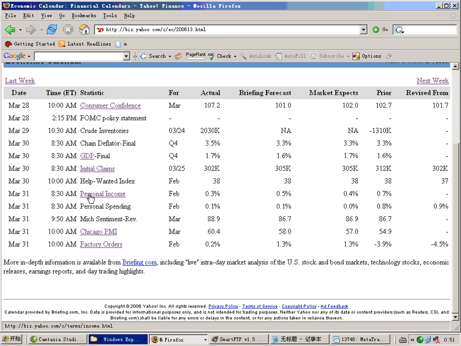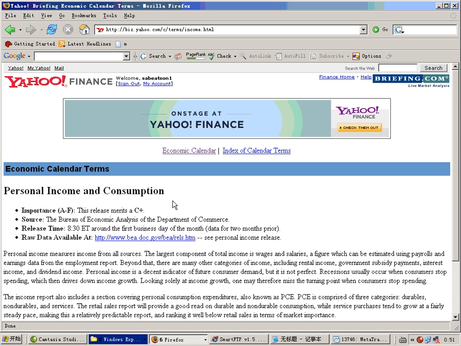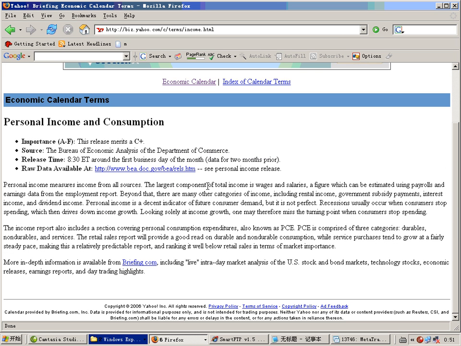Click on the first announcement that you see on your date 1 month back, and we see here that at 8:30 AM on March the 31st there was an announcement, and it was the personal income. So we click on that and we get some information about what the personal income and consumption announcement is about.